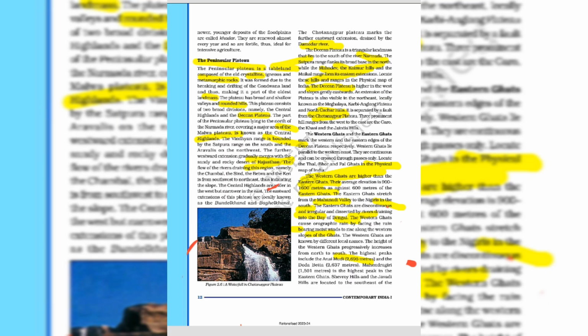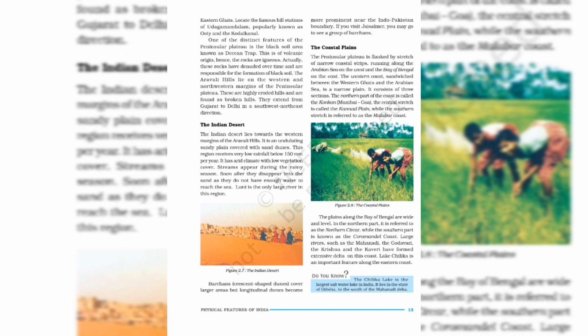The Shevaroy Hills and the Javadi Hills are located to the southeast of the Eastern Ghats, and locate the famous hill station Udagamandalam. I think this is Udagamandalam, popularly known as Ooty, and Coonoor in Tamil Nadu. I think this is Karnataka, Kerala, Tamil Nadu.